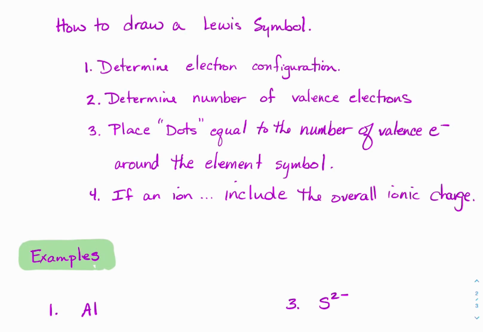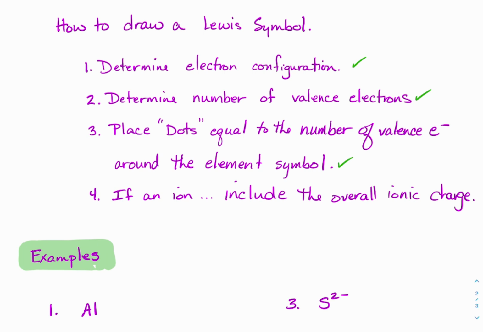So let's review those particular items that you need to have to draw a Lewis symbol. First, you need to determine the electron configuration, and you'll use an orbital diagram to do this, so you'll have that as well. You need to determine the number of valence electrons. So we've got electron configuration, the valence electrons within that electron configuration. Those are going to be the dots that you're going to place around the element symbol itself, and it's going to be the same number of valence electrons as dots. And if it happens to be an ion, you just include the charge with the total number of valence electrons.